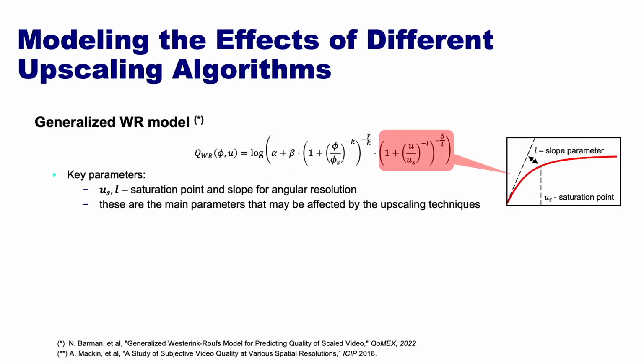Like I said, most importantly, the proposed generalized Westheimer-Roof model provides us with two parameters that allow us to take into account the variation in perceived quality due to differences in the upscaling algorithm, which is here mu s, which is the saturation value of angular resolution, and the L parameter controlling the slope, right?